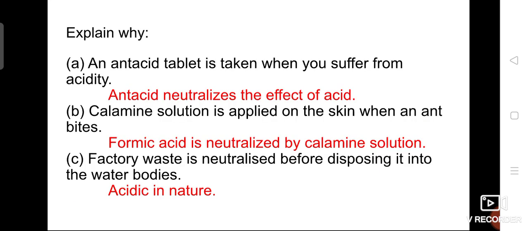Question number 8. Explain why. Some statements are given and you have to say why. Reasons only you are going to say. First one, an antacid tablet is taken when you suffer from acidity. Why? Because what do you mean by antacid? Antacid is against acid. So acidity means what? Excess secretion of hydrochloric acid in the stomach.